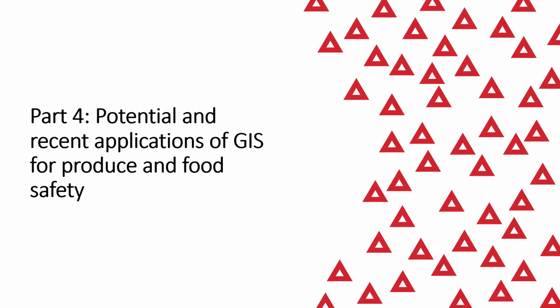The previous application or case study we showed was conducted more than 10 years ago. Since then, GIS models have developed quite a bit. The extension of previous work has been leading to GIS applications in agricultural water and GIS models that increasingly use more types of data, such as water attributes. In this part 4, we'll talk about potential and recent applications of GIS for produce and food safety.